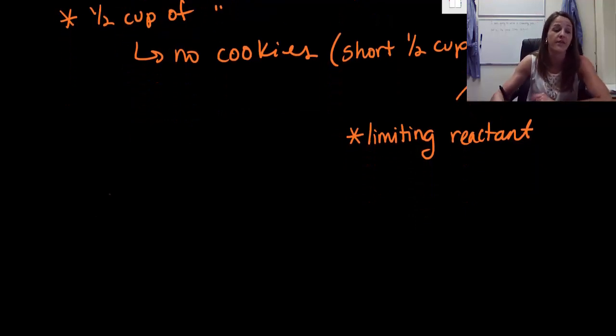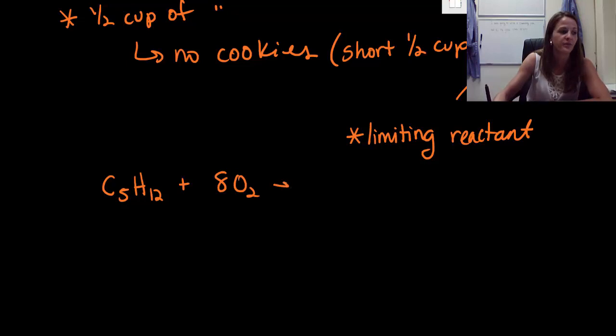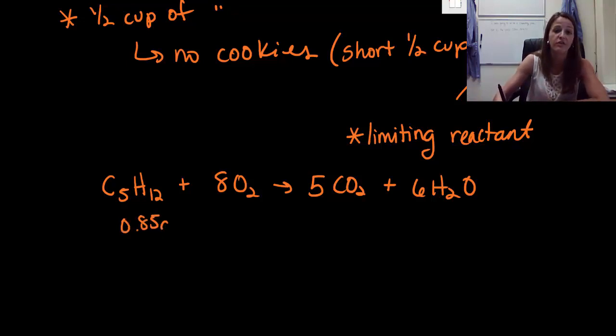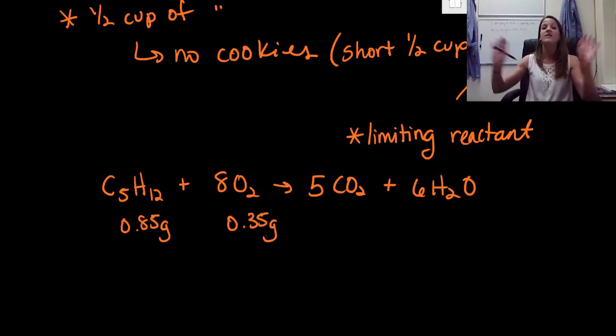So let's focus on the combustion of pentane. C5H12 plus 8O2 going to 5CO2 plus 6H2O. Here's our balanced chemical equation of the combustion of pentane. All right, so now let's say we are going to start off with 0.85 grams of pentane and 0.35 grams of oxygen. That's just what you have in your pantry. That's how much you have.